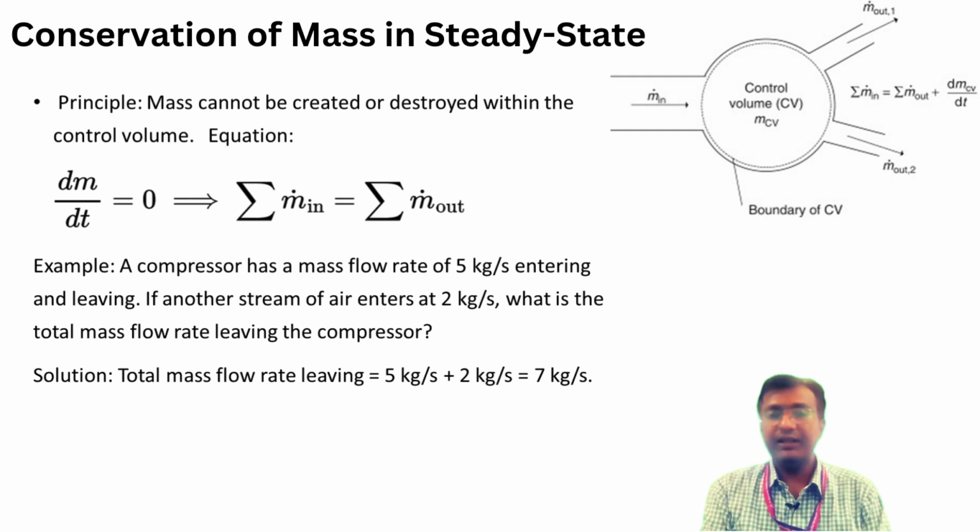Now, let's apply this to the case of the compressor. The air inlet is 5 kg per second. Additional air which enters is 2 kg per second. So, the total mass exiting the system is 7 kg per second. This equation is very foundational. For instance, in a nozzle, if the air enters at 10 kg per second, it must exit at 10 kg per second, even if the velocity increases or the pressure drops.